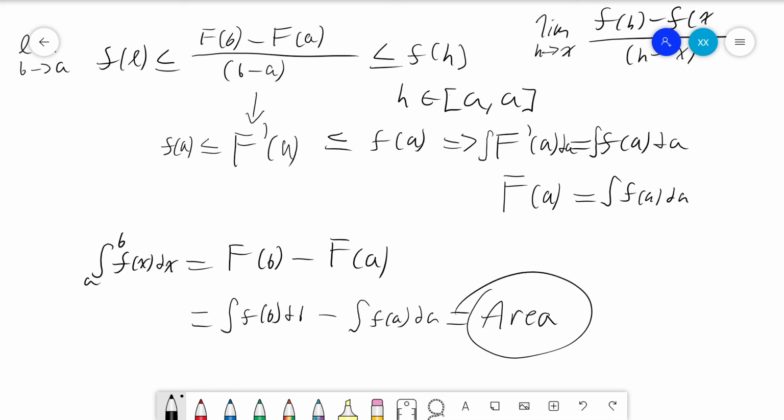And that, my friends, is how we know that we can calculate the area under a curve by taking first the antiderivative of the function which defines that curve, and then taking the difference of that antiderivative evaluated at the starting and end points.